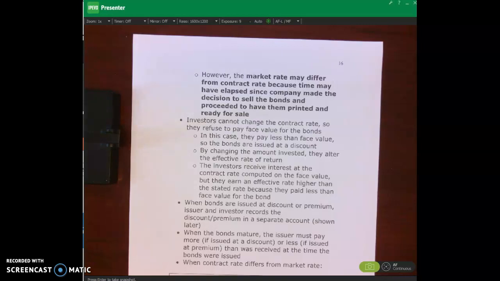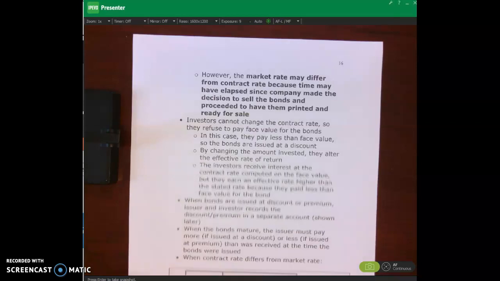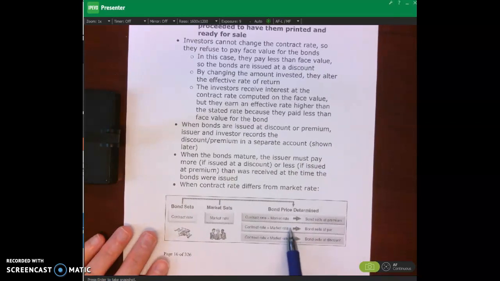So we can summarize by saying, if the contract rate is less than the market rate, you're going to issue your bonds at a discount. You will get less than par value. If the contract rate is more than the market rate, you'll issue your bonds at a premium. You will get, right now when you issue your bonds, more than the par value. If the contract rate is equal to the market rate, you issue your bonds at par. Okay? And that's what I'm saying right down here.